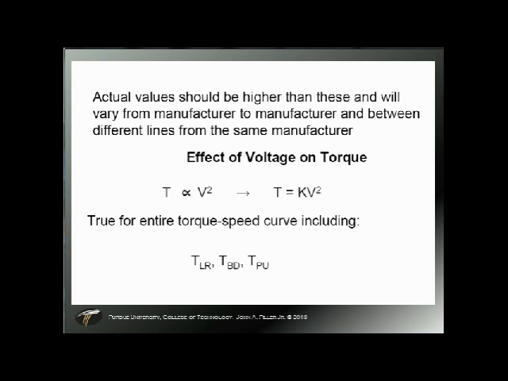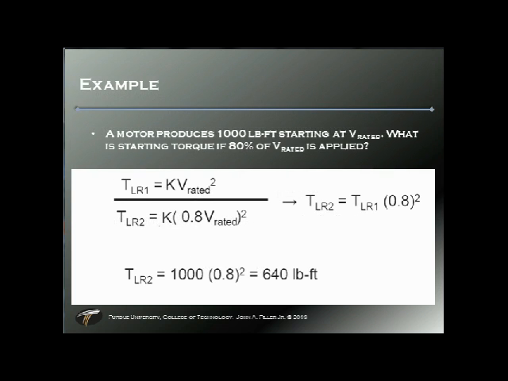What I want you to get out of this slide, torque is proportional to the square of the voltage. Okay, so what does that mean? Let's look at a quick example. A motor producing 1,000 foot-pounds of torque at V rated. What is its starting torque if 80% of the voltage is applied? Let's say it's rated at 120 volts and we're giving it 110. What would that do to our torque?